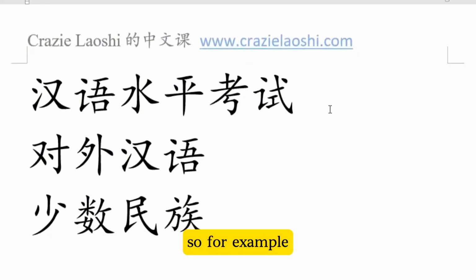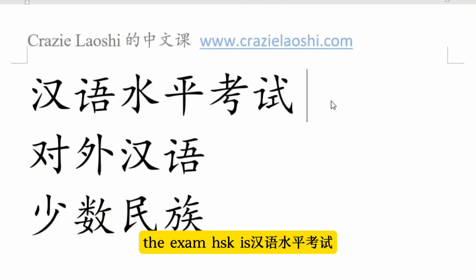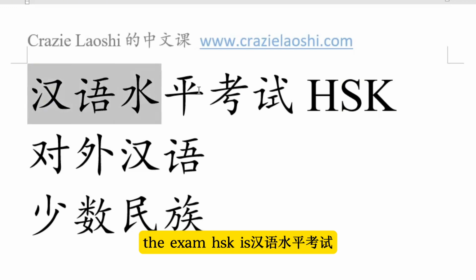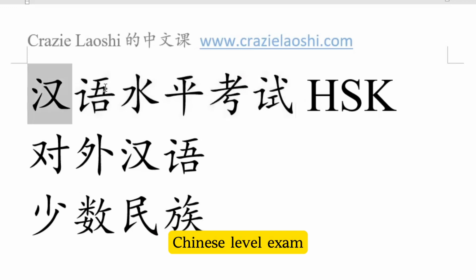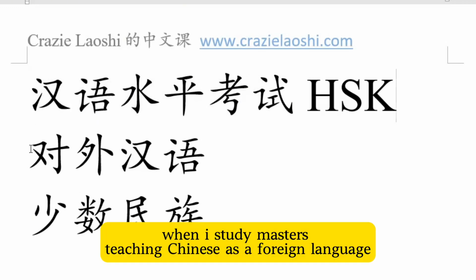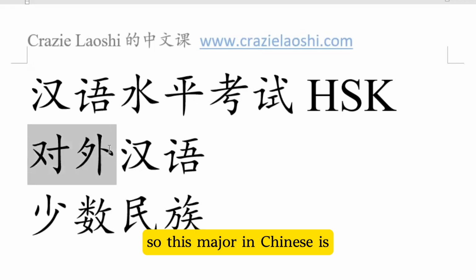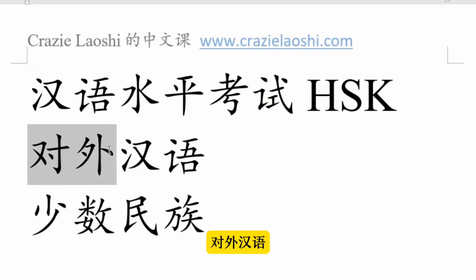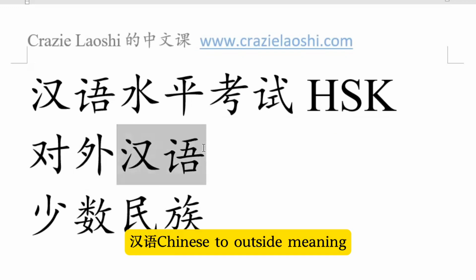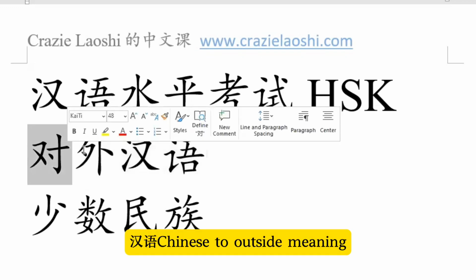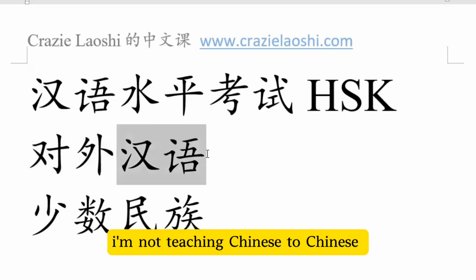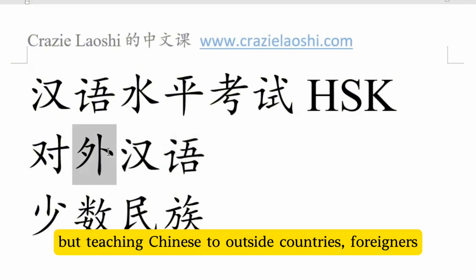So for example, the exam HSK is 汉语水平考试, Chinese level exam. When I studied masters, it was teaching Chinese as a foreign language. So this major in Chinese is 对外汉语, Hanyu Chinese to outside, meaning I'm not teaching Chinese to Chinese, but teaching Chinese to outside countries, foreigners.